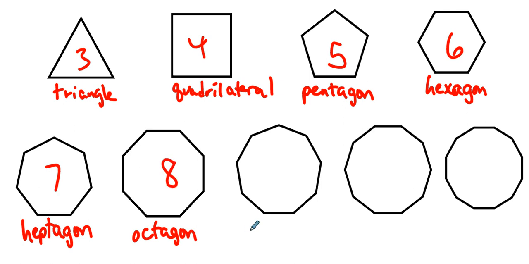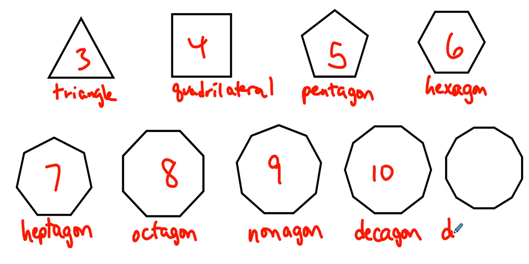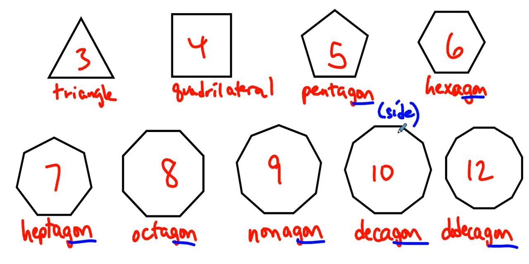It's got 8 sides. This is a nonagon. It's got 9 sides. This is a decagon. It's got 10 sides. And this is a dodecagon. It's got 12 sides. So all of them have gone. Well, many of them have gone. Gon is from a Greek word meaning side.